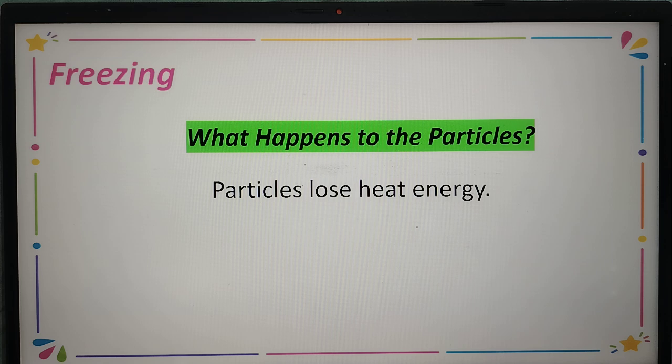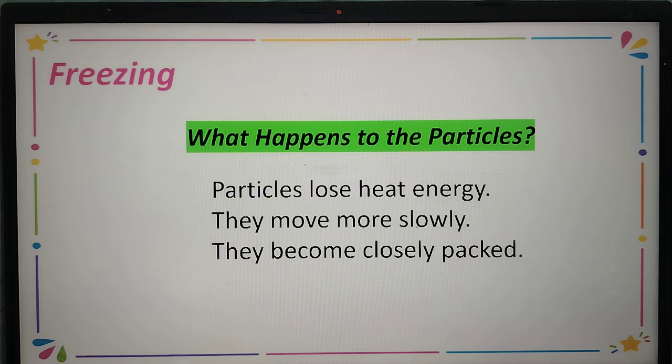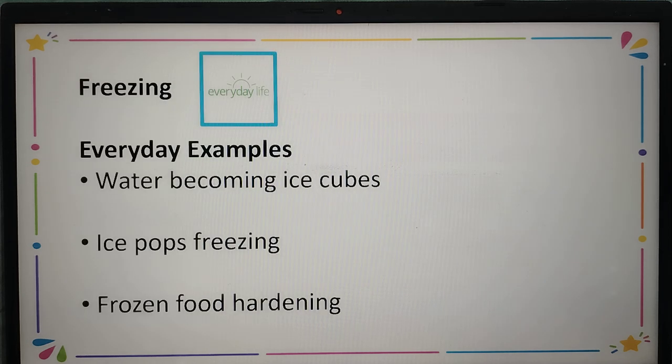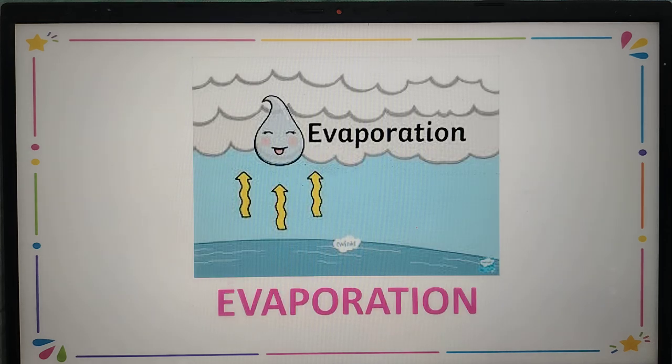What happens to the particles? Particles lose heat energy. They move more slowly. They become closely packed. The liquid becomes a solid. Okay, that's all about freezing. In our everyday activities, we have here the water becoming ice cubes, ice pops freezing, frozen food hardening.